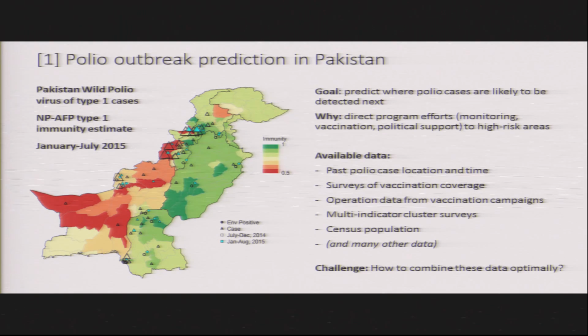The data that you have available to you are disease surveillance data, survey of vaccination coverage data, maybe some operational data from your vaccination campaigns. How many doses did you distribute in Khyber, for example, or in Peshawar over the past 12 months? Maybe you have some multi-indicator cluster surveys to tell you about population and routine vaccination coverage, et cetera. A very long list that you're trying to sort and combine in an optimal way.